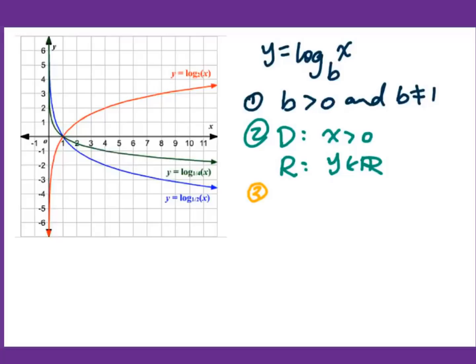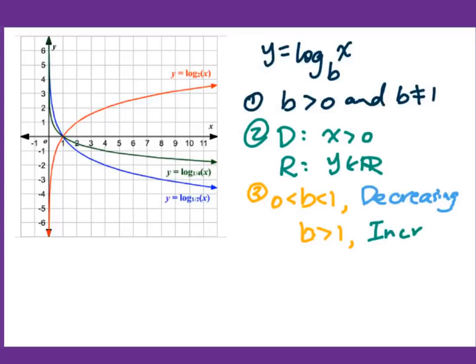Third, when b is greater than 0 and less than 1, the logarithm function will be decreasing. And when b is greater than 1, then the logarithm function is increasing. You could see from the graph that this one is decreasing, and this one is an increasing function.